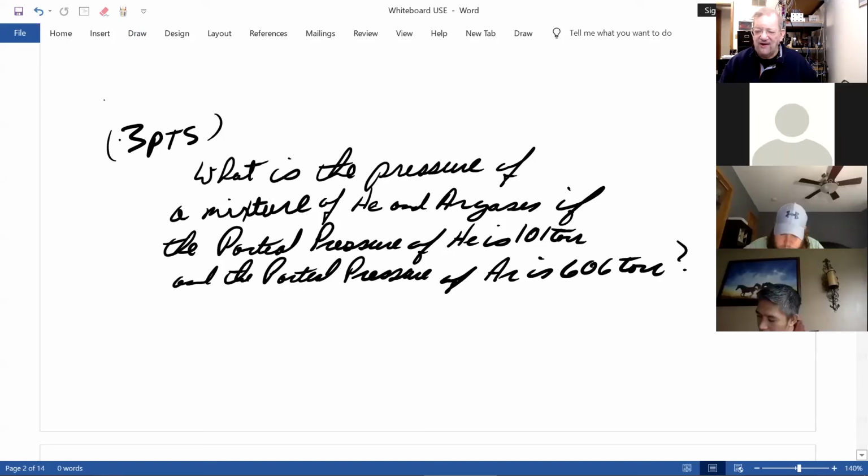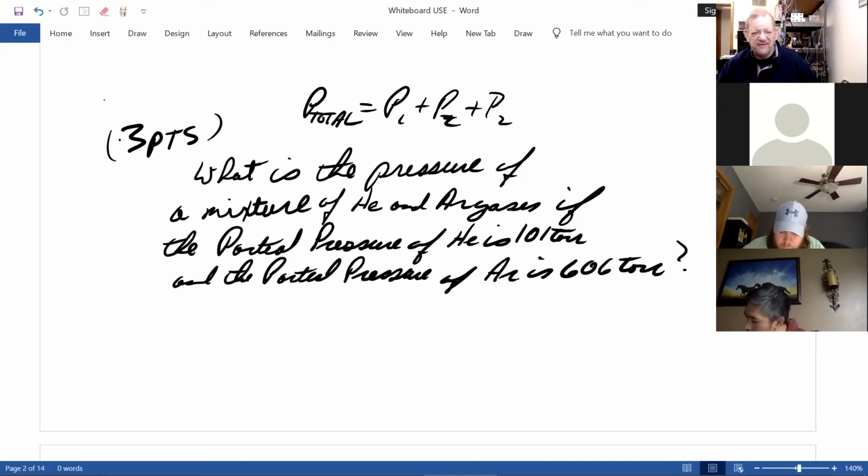And it's time for Dr. White to decode my handwriting. And the question is 3 points. What is the pressure of a mixture of helium, He, and Ar, argon gases if the partial pressure of helium is 101 torr and the partial pressure of argon is 606 torr? And important information, P total equals P1 plus P2 plus P3 plus Pn. And I'm going to let you do this all on your own.